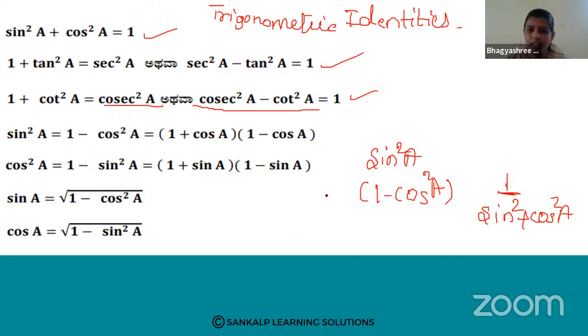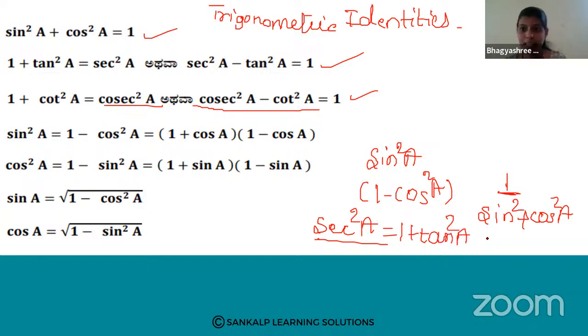Okay, next. See, where sec square A is there, in place of sec square A, I can write 1 plus tan square A. Yes or no? Right? So we are using these identities. Based on these ratios and trigonometric identities, we are going to solve 1 or 2 more examples.